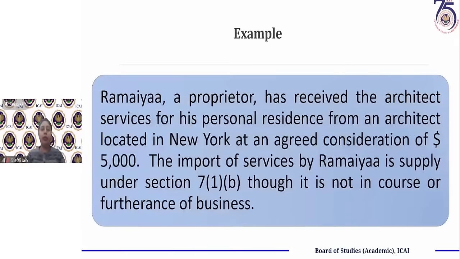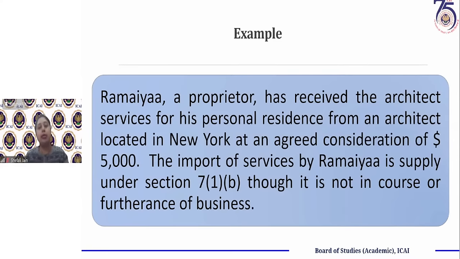Now let us see an example. Ramaya, a proprietor, has received architect services for her personal residence from an architect located in New York at an agreed consideration of 5,000. So consideration is there, service is there, service is being received. Only thing is that the service is being received for the personal purpose, not for the business purpose. So the business test is not satisfied.